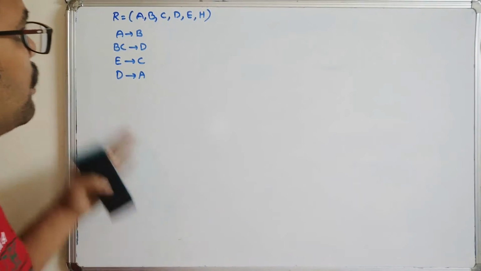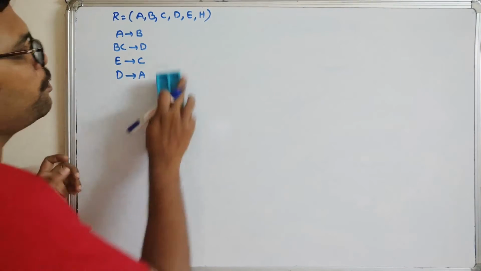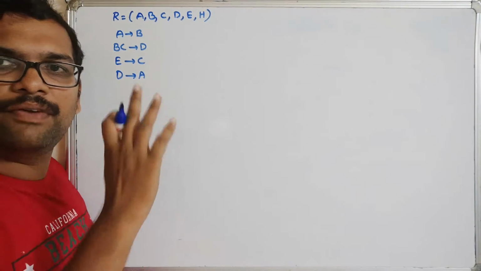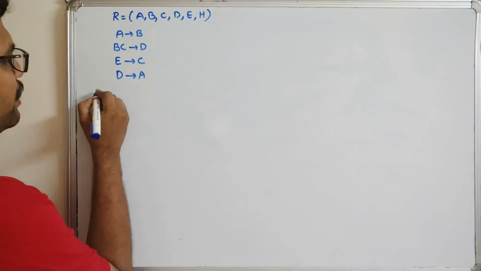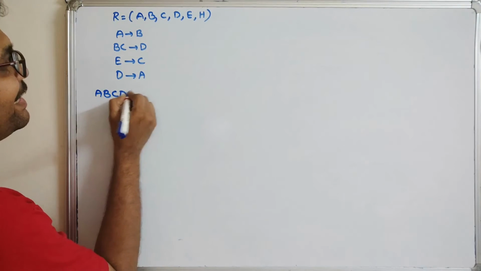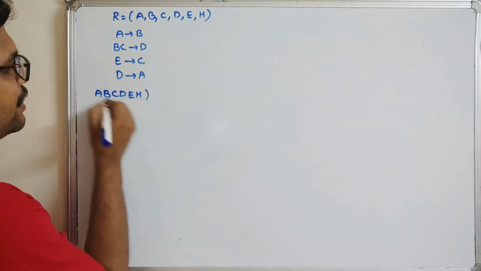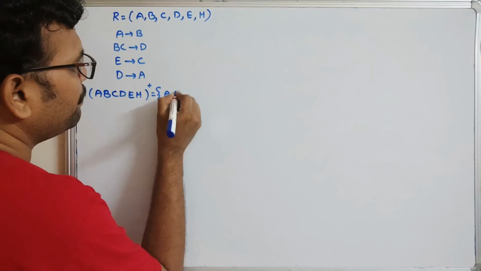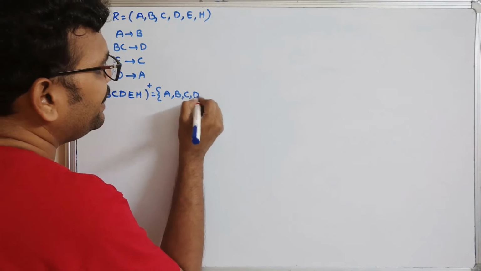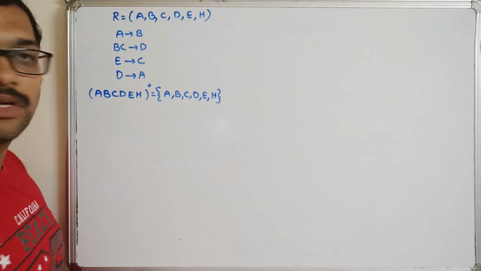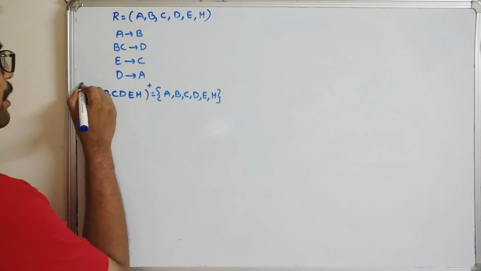So let us take one more example. So let us find out the super keys and the candidate key for this particular relation with the given functional dependencies. First let us find out the closure. So A, B, C, D, E, H. So this is a closure, which can find the attributes A, B, C, D, E and H. So all the attributes. So obviously this will be the super key.